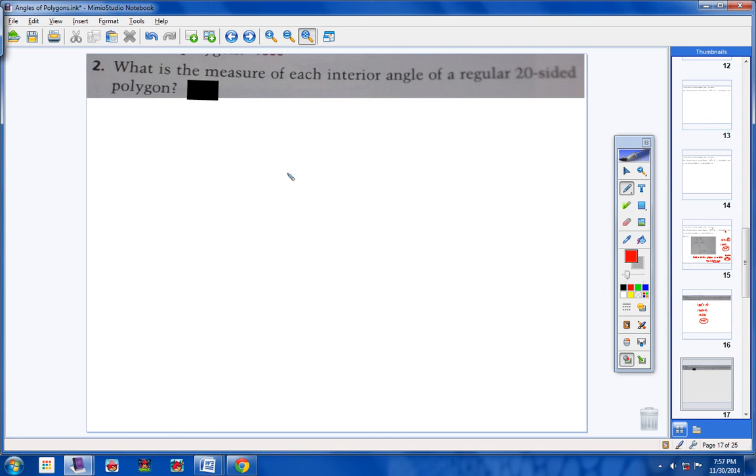Here's a 5-sided figure. 1, 2, 3, 4, 5. Okay. How many sides do I have? 5. How many interior angles do I have? 1, 2, 3, 4, 5. How many exterior angles do I have?